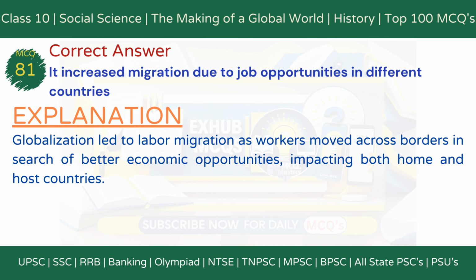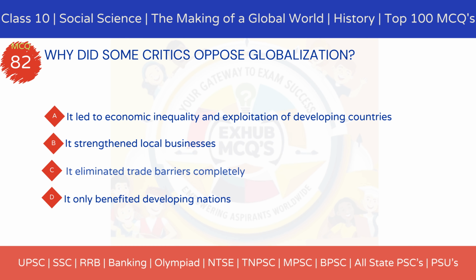The correct answer is Option A. It increased migration due to job opportunities in different countries. Explanation: Globalization led to labor migration as workers moved across borders in search of better economic opportunities, impacting both home and host countries. 82. Why did some critics oppose globalization?